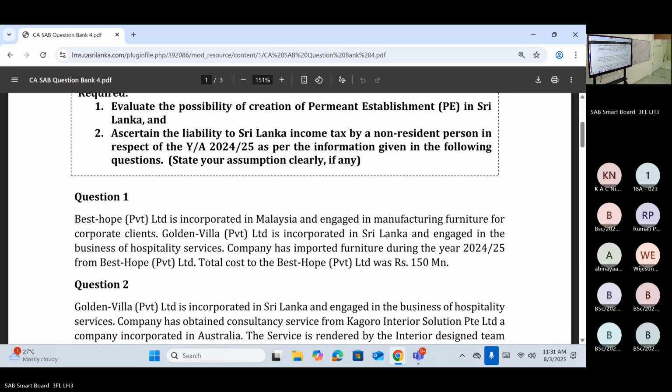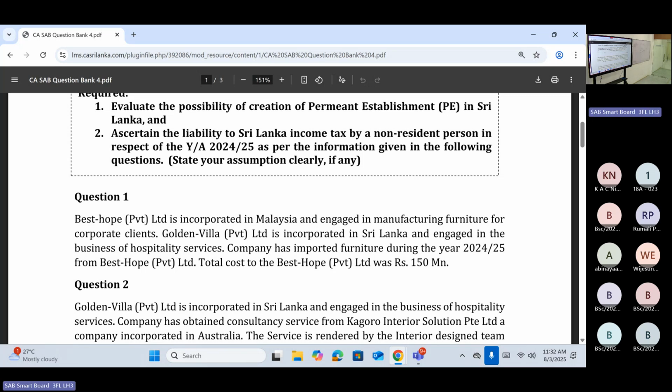Golden Villa, incorporated in Sri Lanka, is a resident. For a resident, income is chargeable in Sri Lanka irrespective of where the source is. So the answer should be targeting the non-resident person. The Malaysian company, Westhoff, is the non-resident person for Sri Lanka tax.